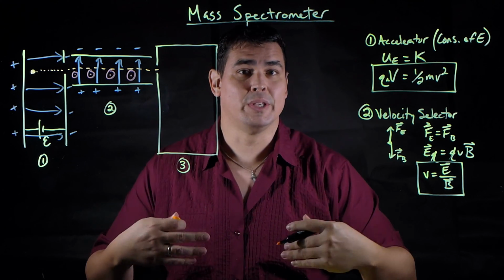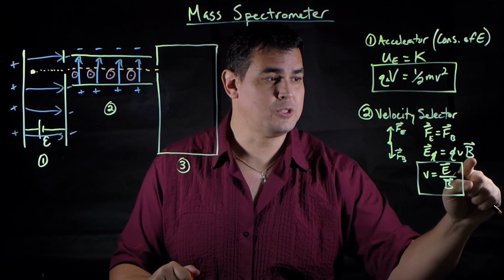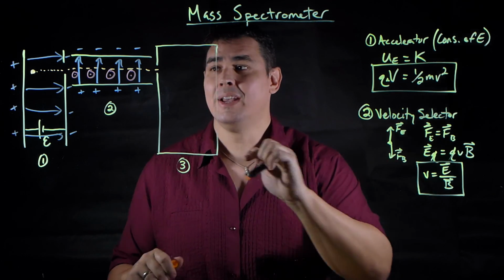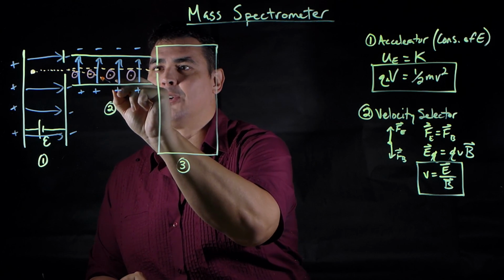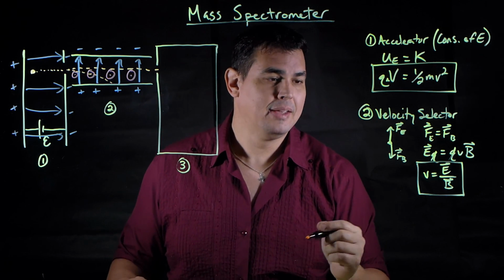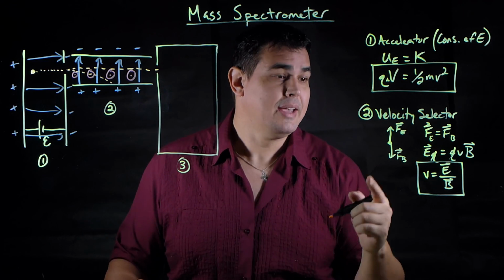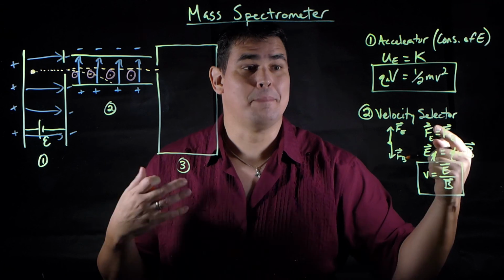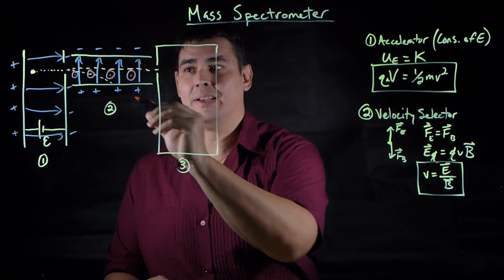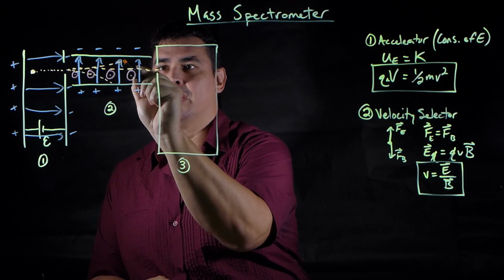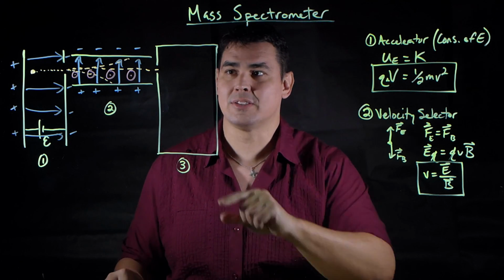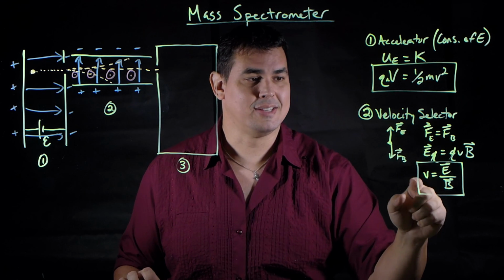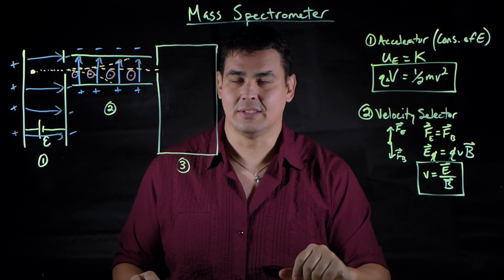But anything that's going too fast, my magnetic force will be too large. And so those things will get accelerated down and they'll hit the bottom plate, or they'll crash into the wall over here. Anything that's going too slow, this magnetic force won't be big enough, and if it's not big enough, the electric force is too big. So those are going to go upwards, and they're not going to make it. So this hole over here is designed just for the things that have the right velocity, that have no acceleration, to hit and pass through.